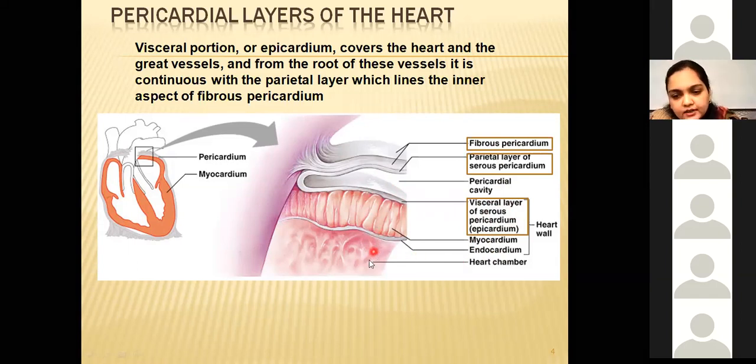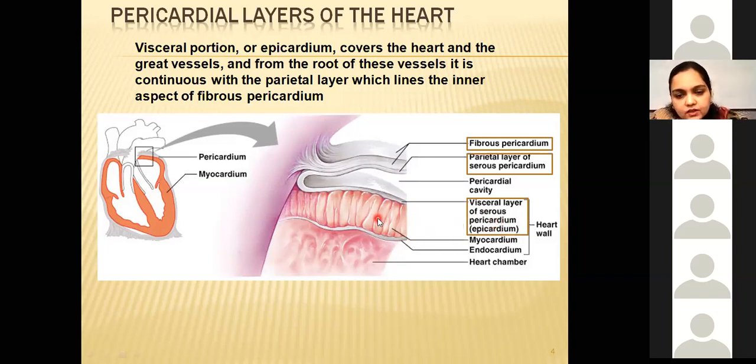Then we have finally the chambers of the heart. First, the whole heart is covered by the pericardium. Pericardium is simply the protective covering. It splits into two more layers, the fibrous layer and the serous layer. The serous layer again splits into the epicardium, the visceral layer, and the parietal pericardium. Epicardium will form the heart wall. The heart wall consists of three layers again.